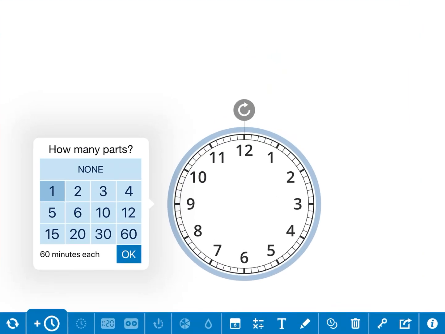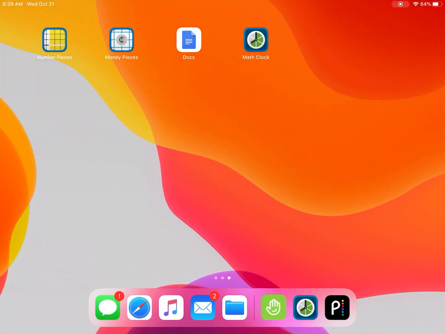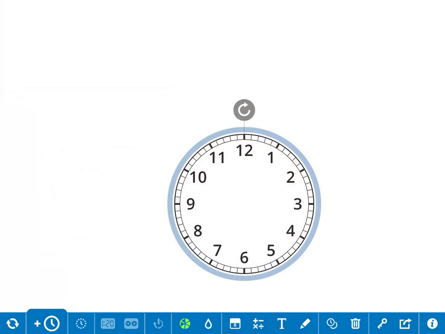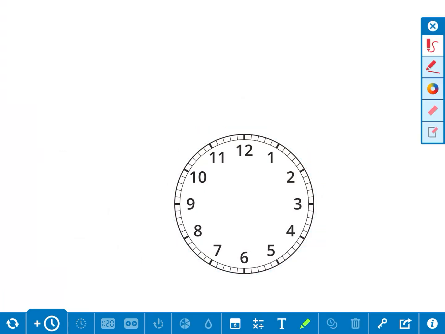All right, so we're going to go back to the app. The first question says, how many parts? So how many parts are we splitting our clock into? Well, I already forgot, so I'm going to go back to Class Kick. So we are doing 2/3 plus 5/6. I'm going to write that out so I don't forget. 2/3 plus 5/6.